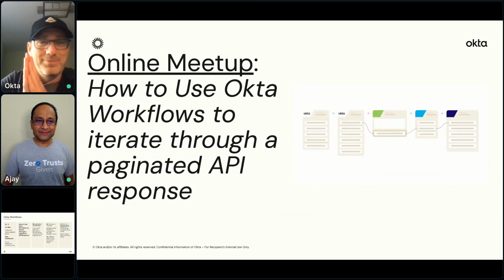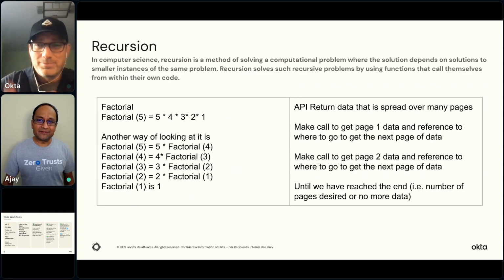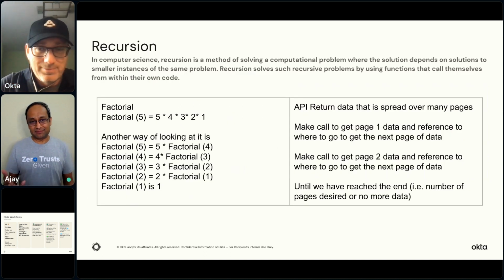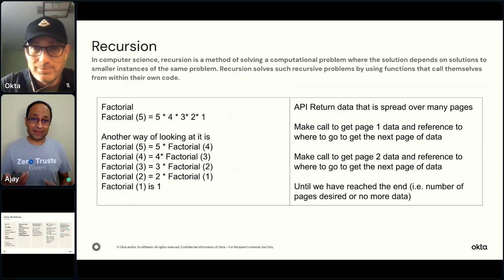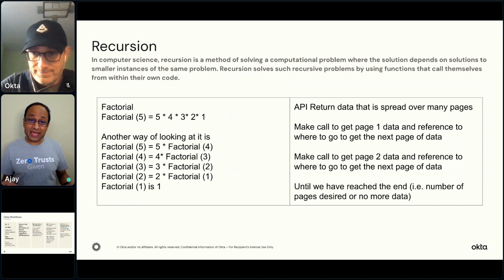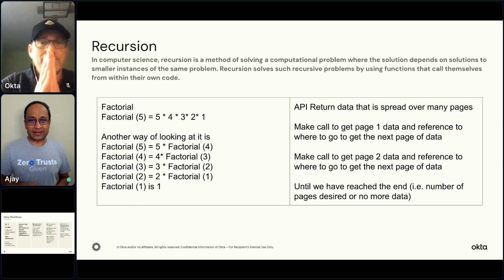Okay, thanks, Max. So what we're going to cover today is how to handle these cases where you have a GET call, an API call, and it returns a paginated response. So before we get to that, let me give you a sense of how we approach solving that problem. So think back to your college days.